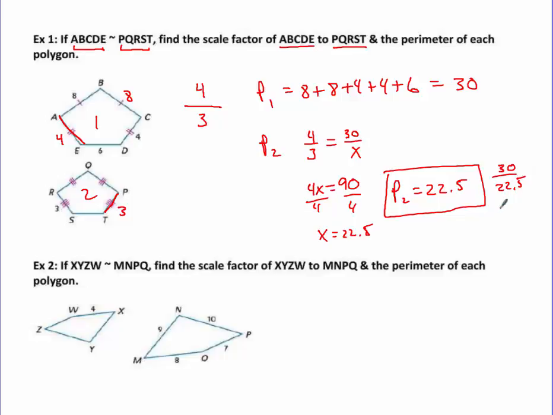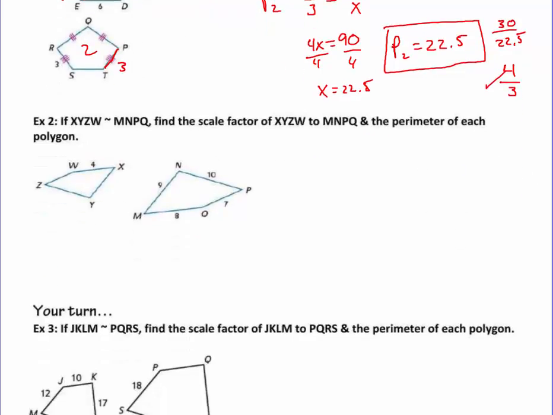And the way to check if that was really right is to do 30 over 22.5 in your calculator. And when you do that, and you use the math button, turn it into a fraction, you get 4 over 3, which is what we wanted to get. So that's how that works.